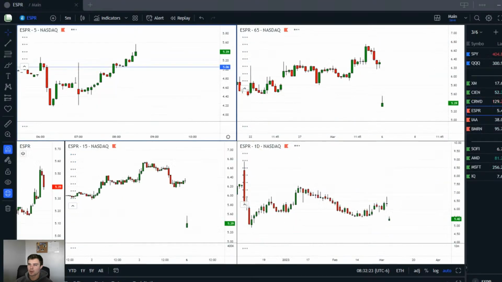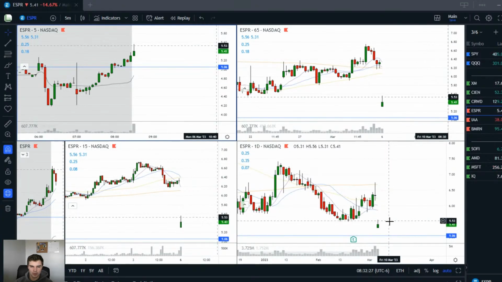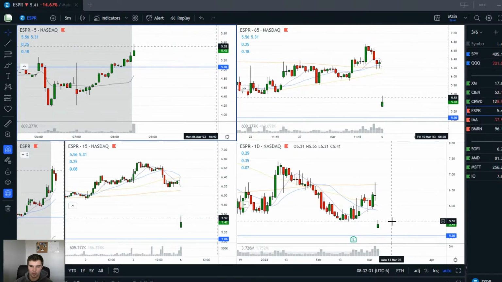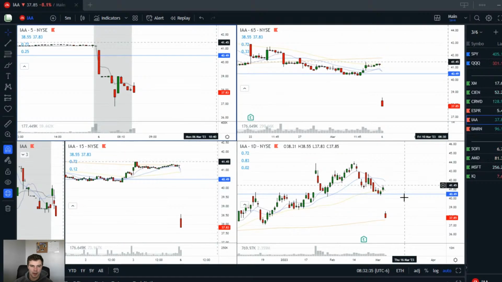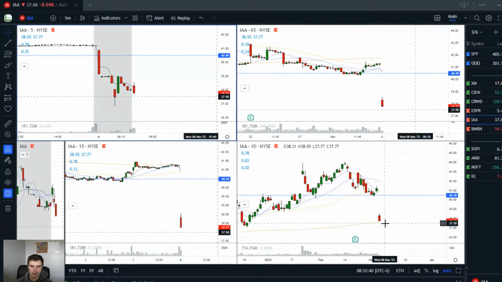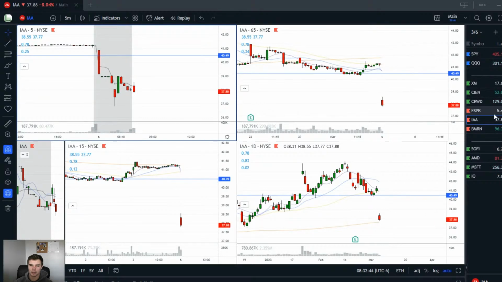All right, the ESPR. Watch this one for a pullback as well. Pulling back right into that support area. So watch the ESPR. IAA's put in a pretty decent sized move already. Guys, I really don't like that 200 period moving average either. That's going to be tough to take that right there.